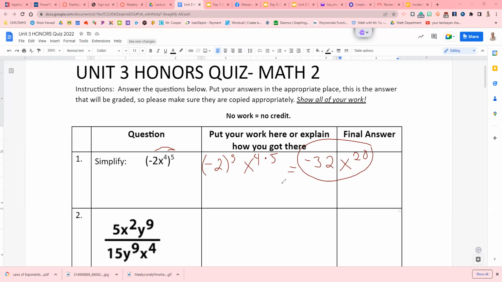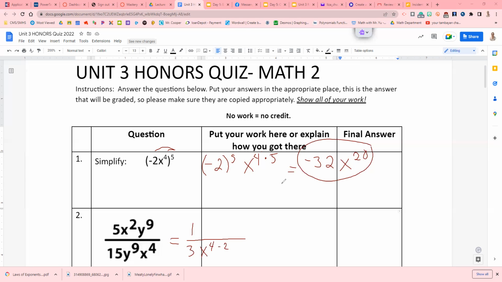Number 2, this is simplifying exponents, of course. So the only thing that you need to do is to simplify. 5 over 15 can be in a lowest term of 1 over 3. While x squared and x to the fourth, so 4 is greater than 2.